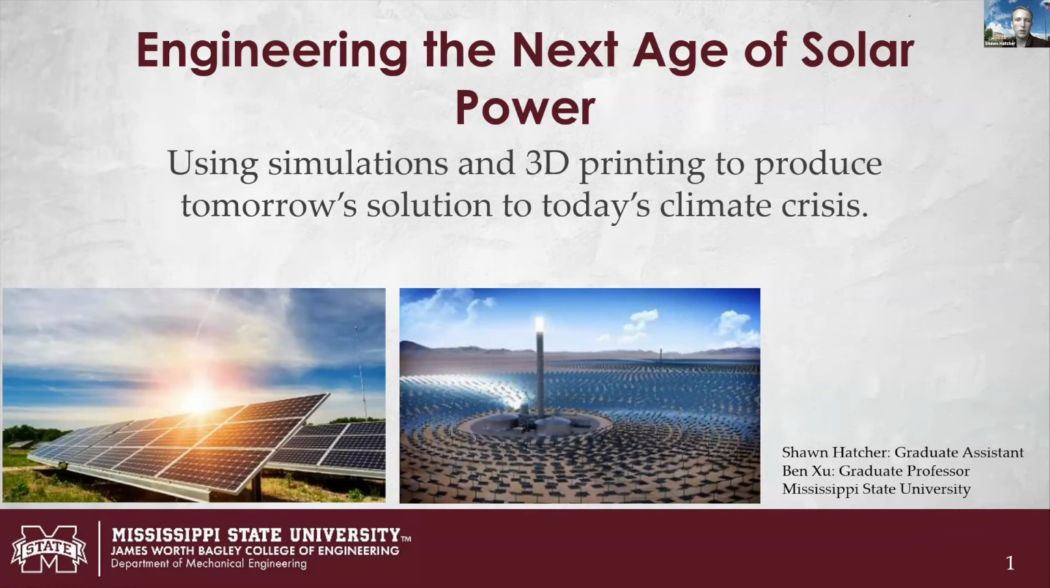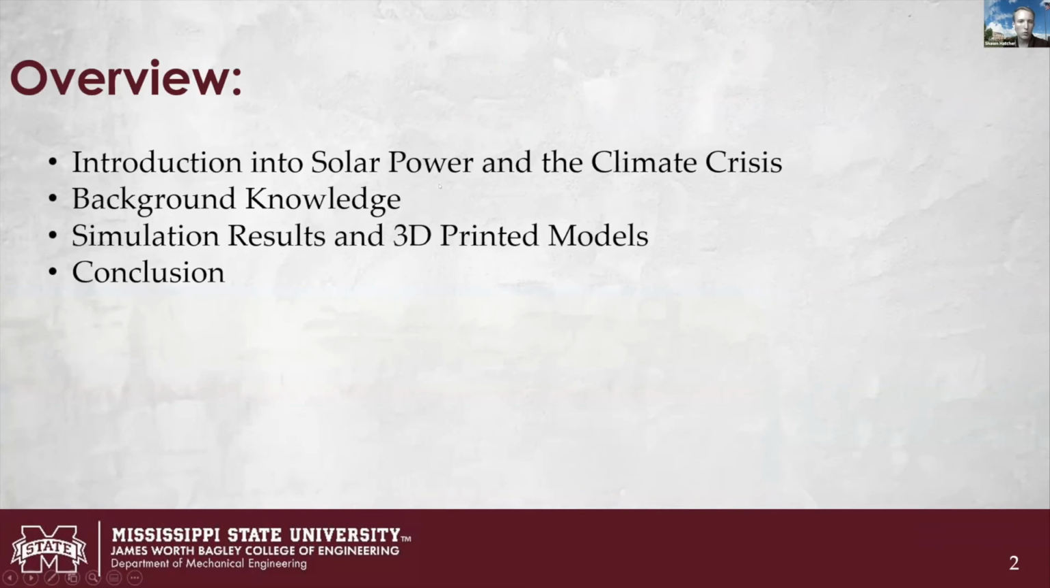And so today we're going to talk about the engineering next age of solar power, but we'll be using simulations and 3D printing to produce the solution for a climate crisis as well. So just a little overview of the presentation. We're going to talk about what solar power is and how the climate crisis is affecting us as a society today. Background knowledge. We're also going to do some simulation results and 3D printed models that I did over the summer. And then finally, we're going to finish with a conclusion.